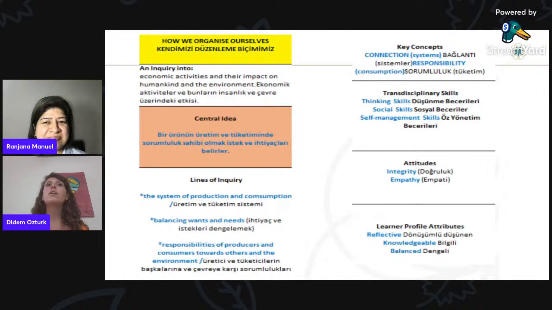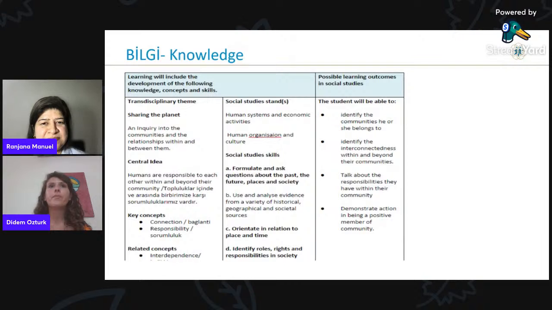And we focused on economic activities and their impact on humankind and the environment. And the lines of inquiries were the system of production and consumption, balancing wants and needs, and responsibilities of producers and consumers towards others and the environment. Now here, I'll share the central idea where it was humans are responsible to each other within and beyond their community. And the key concepts were connection, responsibility.